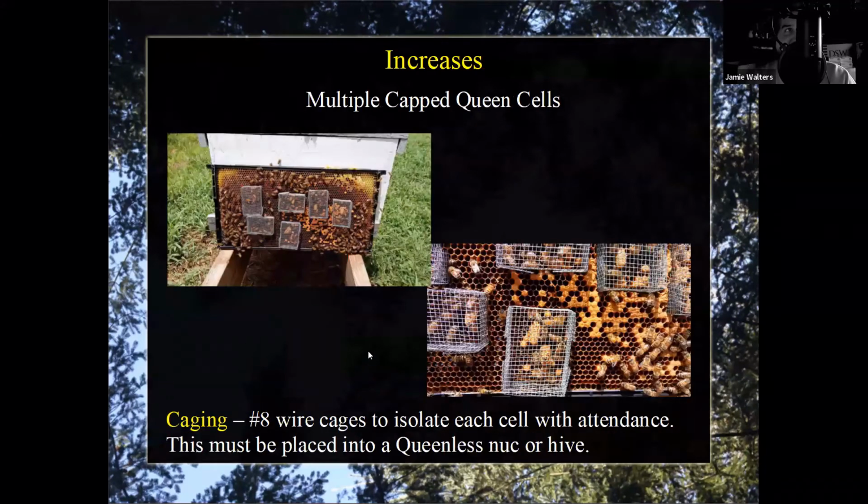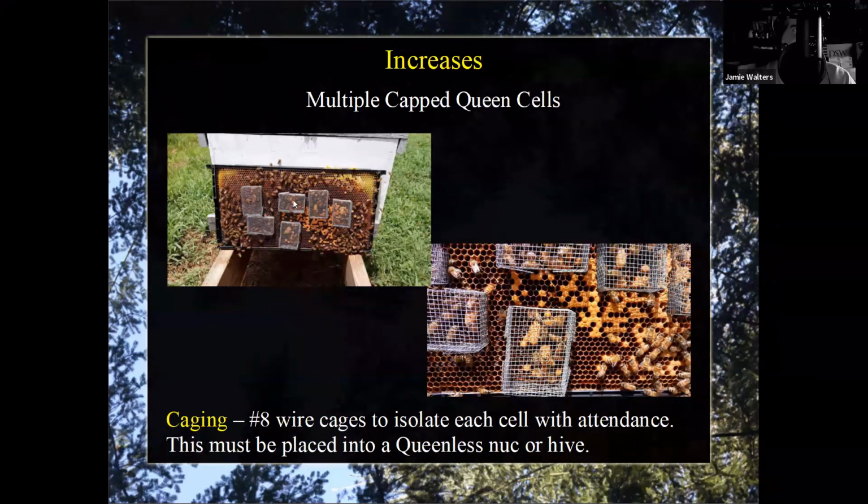You might see multiple queen cells on a frame. What to do is take number 8 wire. This is a little bit of an advanced thing. What you're going to do is cage each one of these cells, and you're going to build a nuc in a queenless colony. So then you can emerge each one of these. So here's 1, 2, 3, 4, 5, 6. So these 6, I could actually have 6 queens. If I left this in a colony by itself, the first one out's going to slaughter the others.